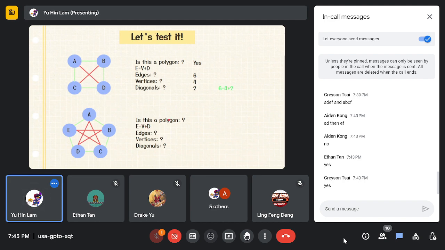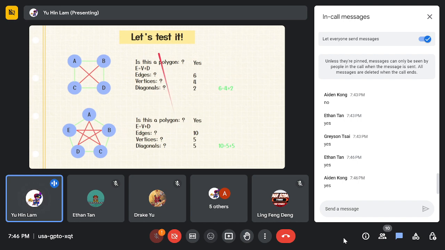So just type your answer in the chat. Is our bottom shape here a polygon? Remember, a polygon is just a closed two-dimensional shape that is drawn with straight lines. Okay, yeah, so our bottom shape here would also be a polygon.